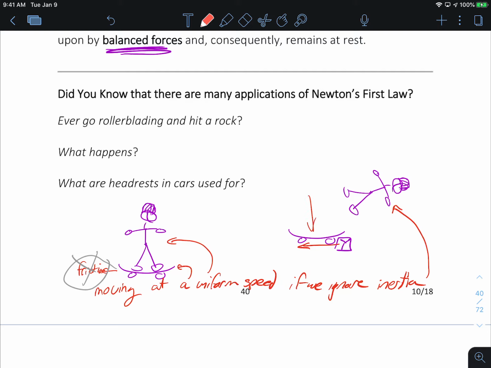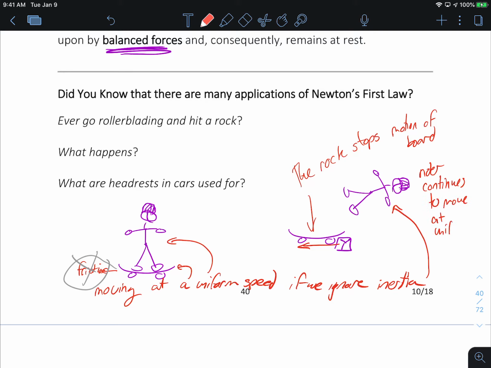Now, here, the rock stops the motion of the board, and the rider continues to move at uniform speed. Unless they're a better rider than I am, and they jump off of it or they put their foot down. But one way or the other, they're going to feel a difference.